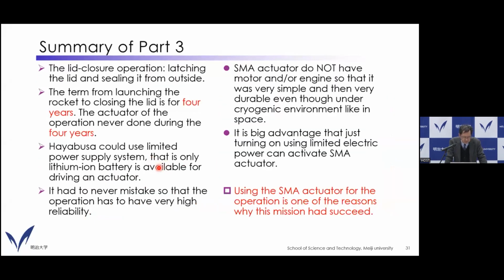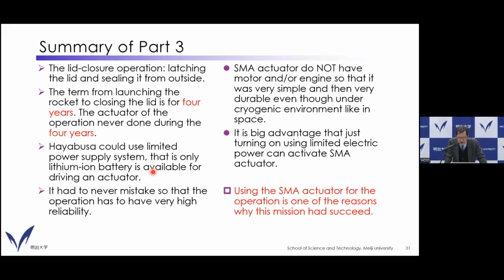Okay, summary of part 3. The lid closure operation is latching the lid and sealing it from outside. The time from launching the rocket to closing the lid is 4 years. The actuator of the operation was never used during the 4 years. Hayabusa had only a limited power supply system. That is, only a lithium-ion battery was available for driving an actuator. And it had to make no mistakes, so the operation had to have very high reliability.